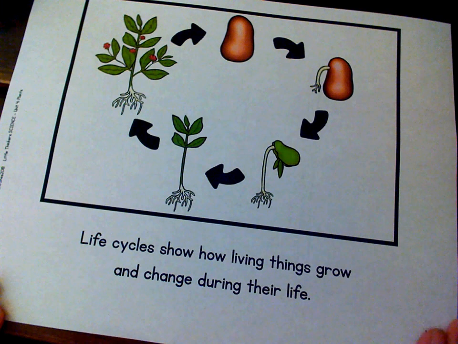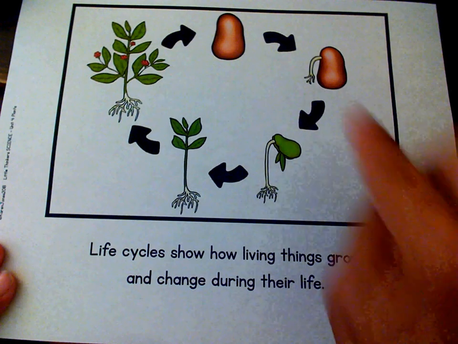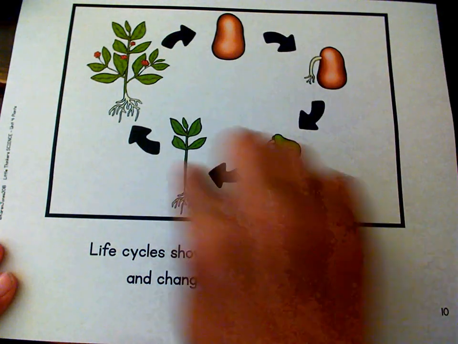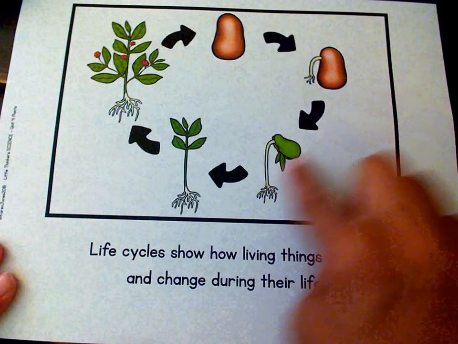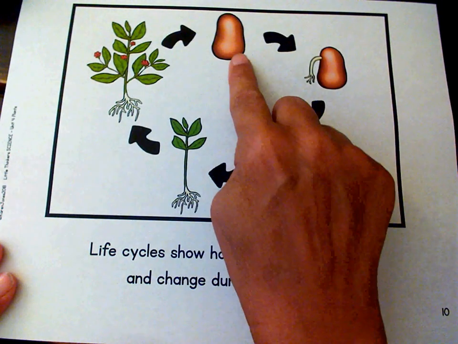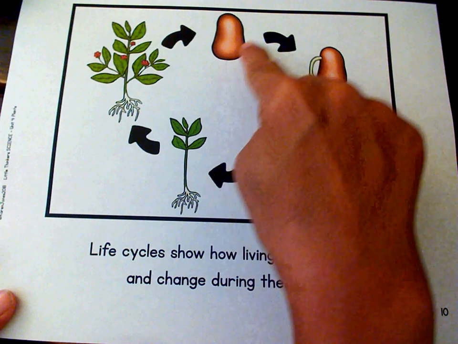Now, boys and girls, if you look at this, a life cycle, it's called a cycle because it happens over and over and over again in the same order. And this is shown like a circle. So let's look. The first thing you have in the life cycle is you have your seed.